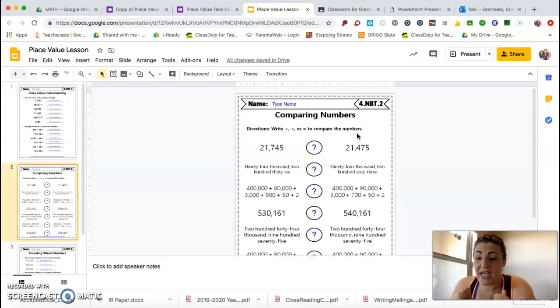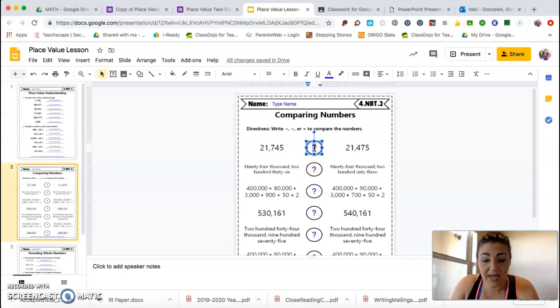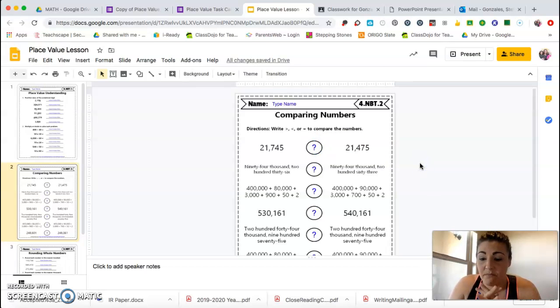If you are using a Chromebook or a computer, in order for you guys to get the less than or the greater than symbols, you are going to have to hit the shift button, okay, and click where the greater than and the less than symbols are at, okay? The equal sign is up where the plus sign is, okay?